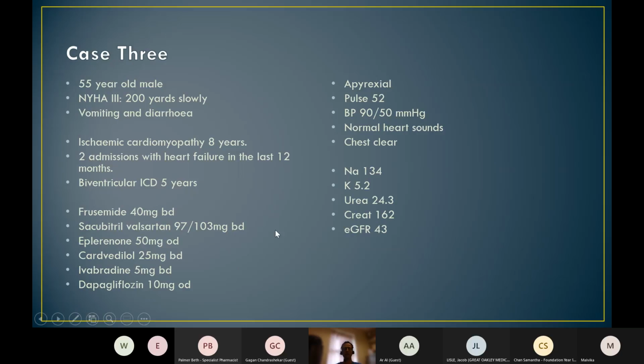The crucial thing here is that we aim to restart things as quickly as possible, and we may need to just be a little bit cautious in the way we go about restarting things. So, oh yes, Beth, thank you very much. So yes, dapagliflozin, that would be my take on that.